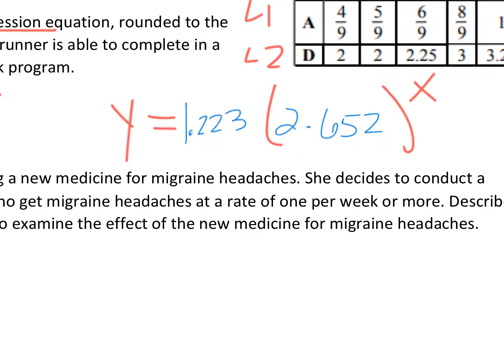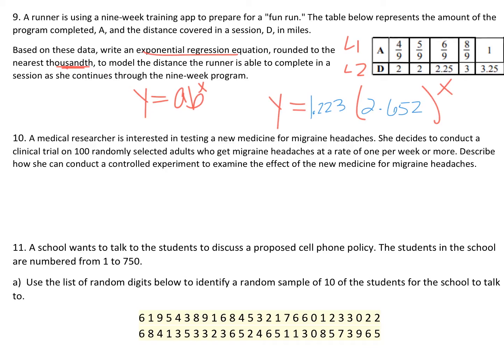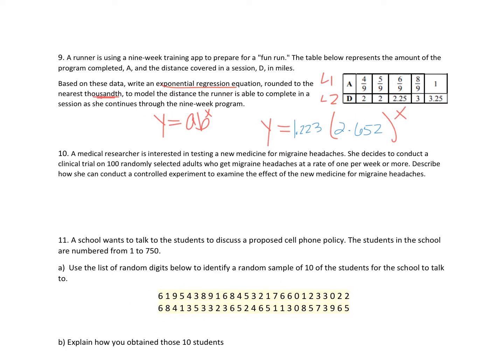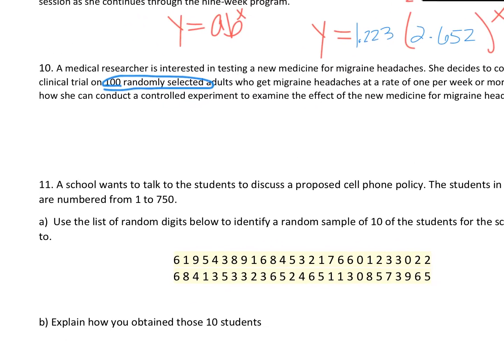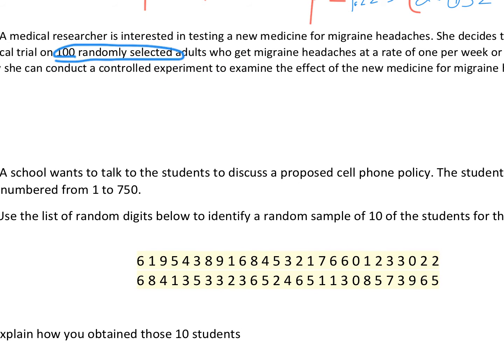Next question says, a medical researcher is interested in testing a new medicine for migraine headaches. She decides to conduct a clinical trial on 100 randomly selected adults, which is great, who get migraine headaches at a rate of 1 per week. Describe how she can conduct a controlled experiment to examine the effect of the new medicine on the migraines. Well, kudos to her. She has random selection already in place, which is nice to have in an experiment.